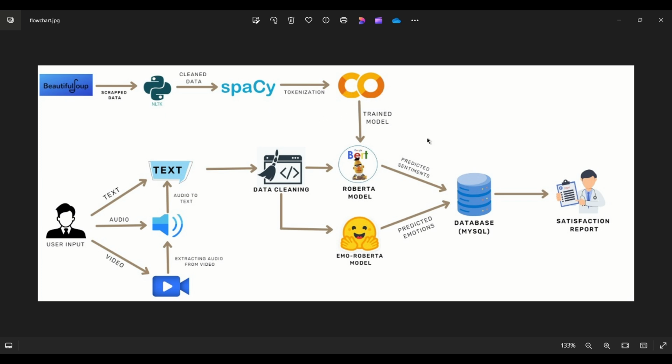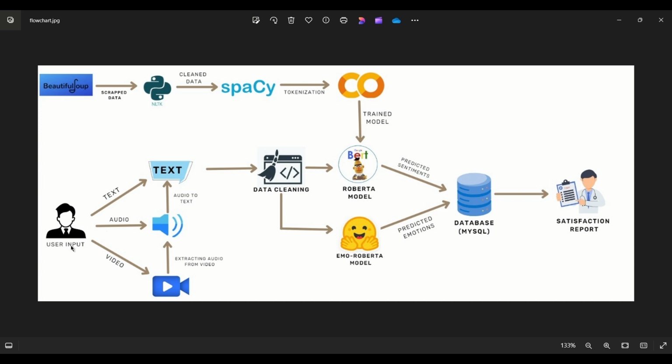This is the overall flowchart of our implementation. We have used the base model RoBERTa, and we have trained it according to our needs. We have trained the base model into two models. First one is the RoBERTa for sentiment analysis to predict the sentiments. Second is the RoBERTa to predict the emotions.